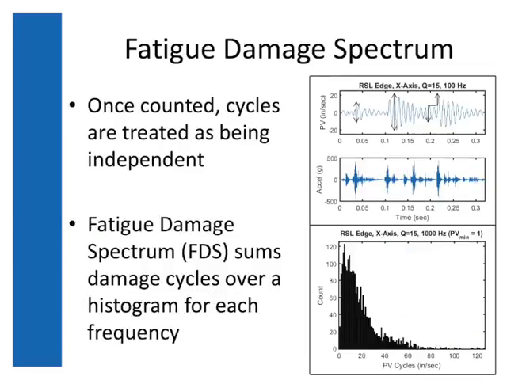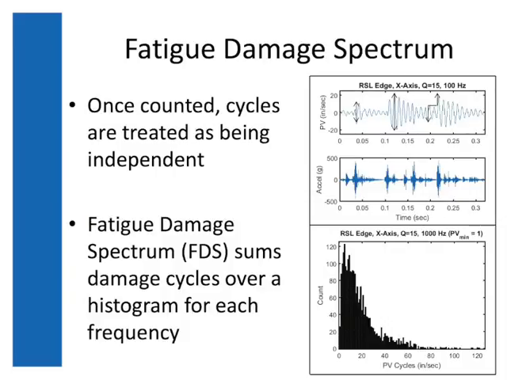Once counted, the cycles are treated as being independent according to Miner's rule, and so based on these traces, you turn those into histograms, shown at the bottom there. Now I'm showing the histogram for 1,000 Hertz, and I'll explain why in a little bit. You then create a fatigue damage spectrum where each of those histograms is added up using the Miner's rule equation, and then plotted as a function of frequency.